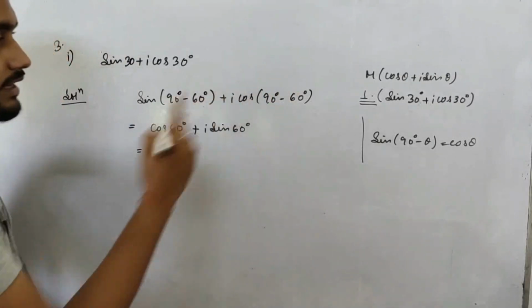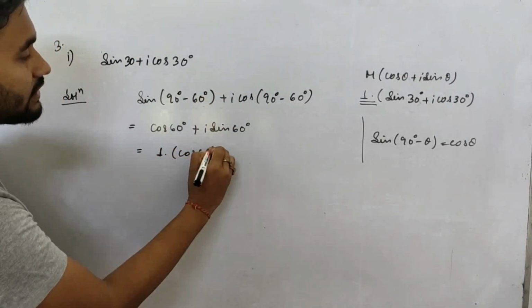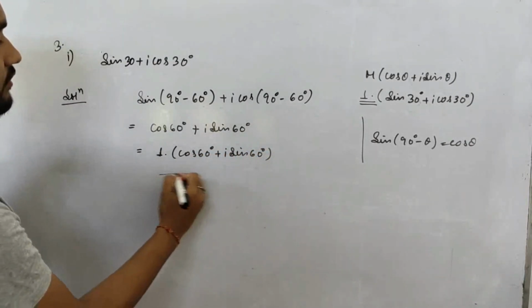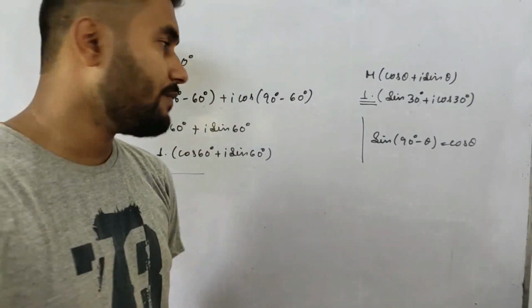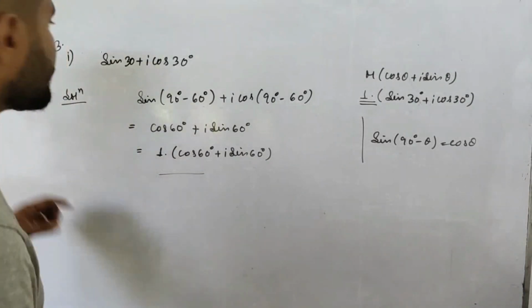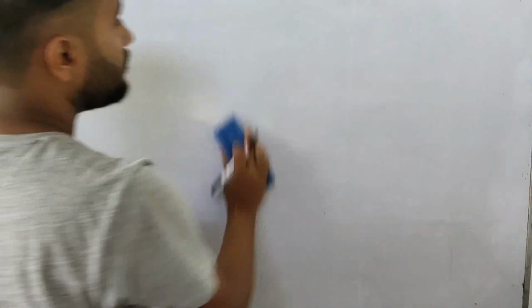Only one thing is left, that is R. So I will get 1 into cos 60 degree plus I sin 60 degree. Done. Which is in the required polar form. Okay. R and theta. R is 1, theta is what? 60 degree. Understood? Now let us see number 2.